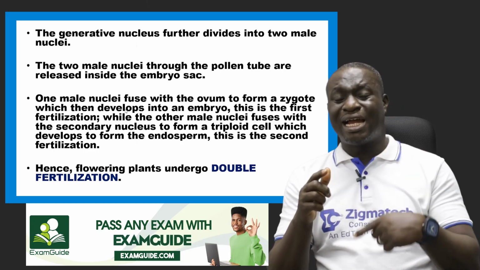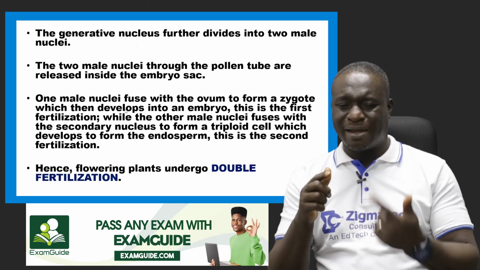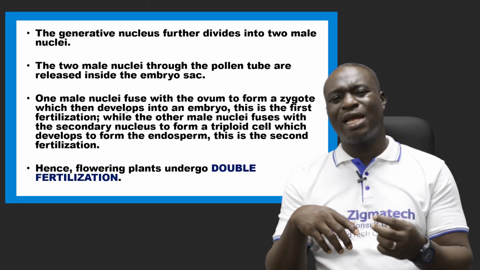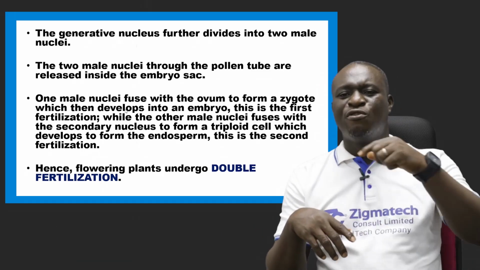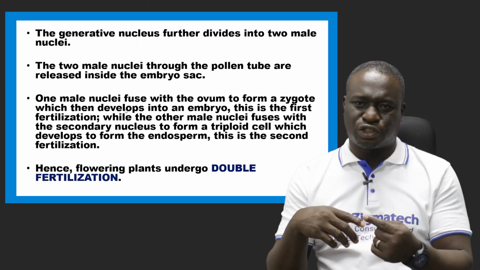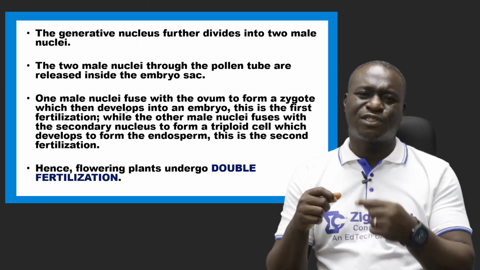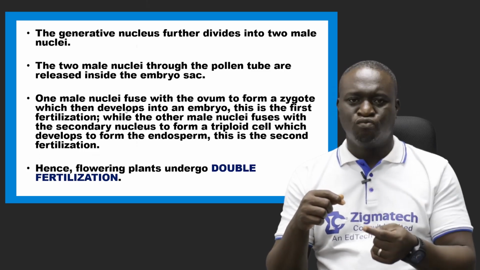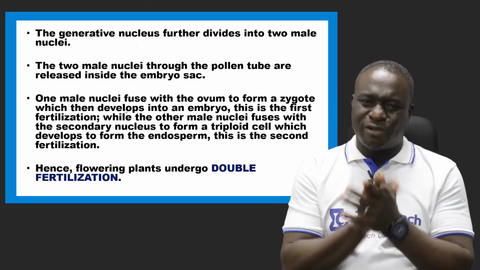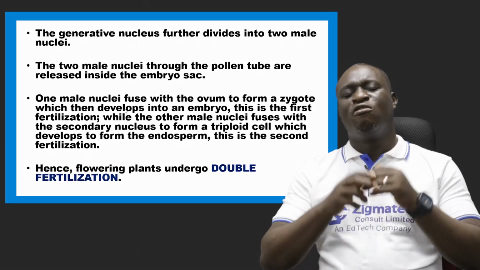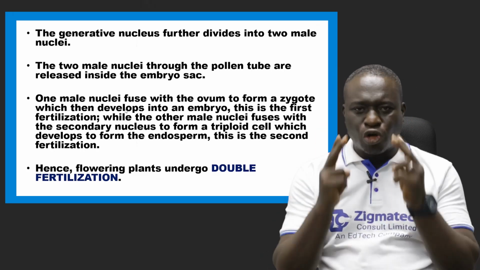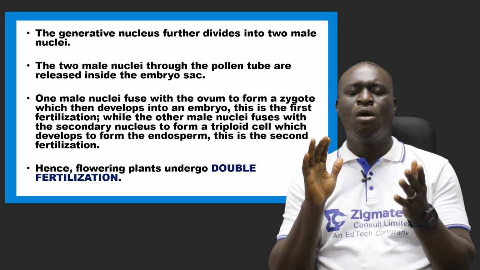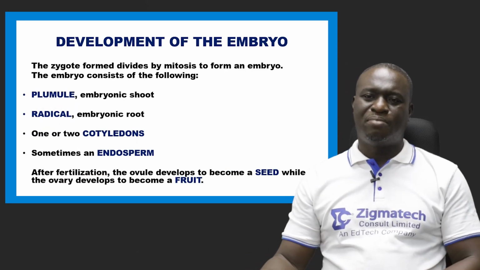All right, and this zygote definitely develops into an embryo. So that's the first fertilization. The second fertilization is that the second male nucleus fuses with the secondary nucleus. Once fusion is successful, it forms what we call an endosperm. Hence, we say flowering plants undergo double fertilization. So this is what we call the fertilization process in flowering plants.